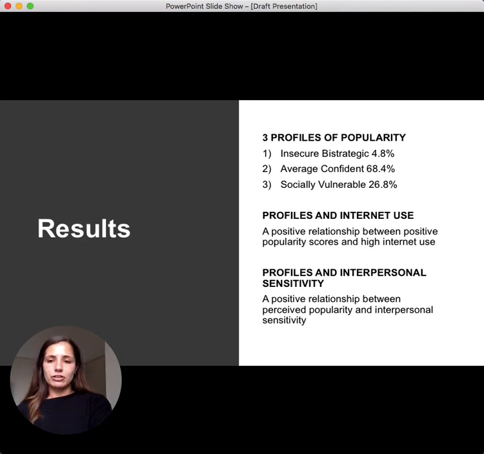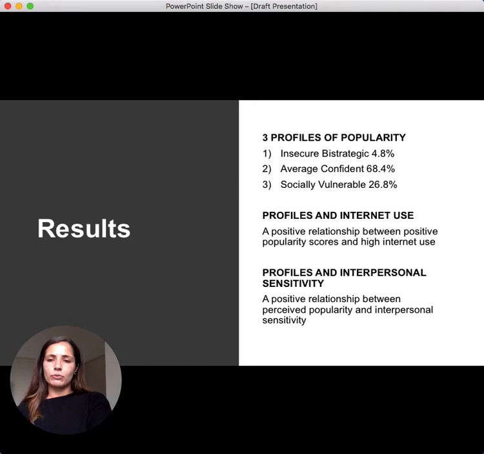To address question number 4, the free software Jamovi was used and an ANOVA was applied to each of the profile's relationships with levels of internet use and interpersonal sensitivity. The results found no statistically significant relationship between any of the 3 profiles or the listed variables.